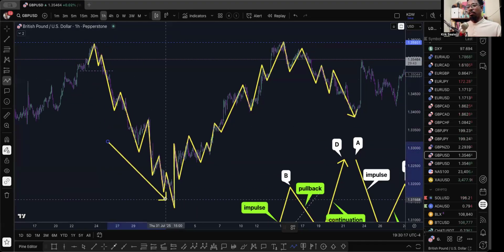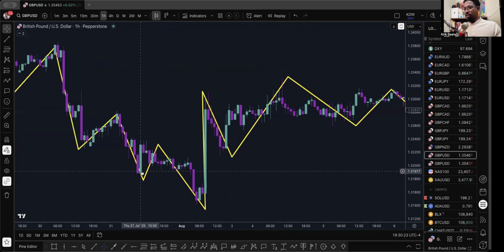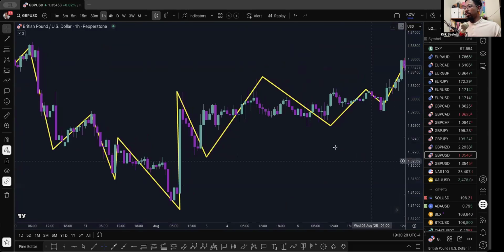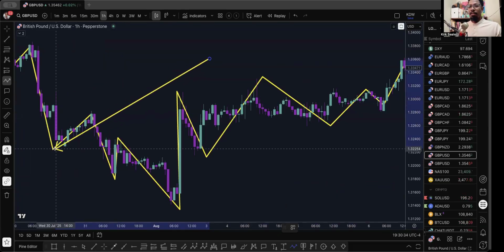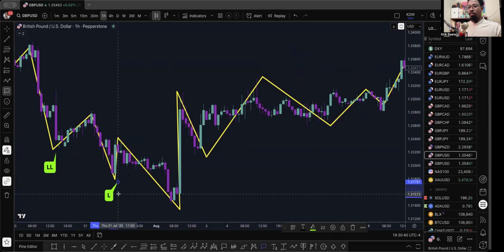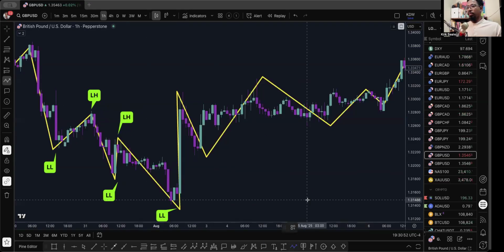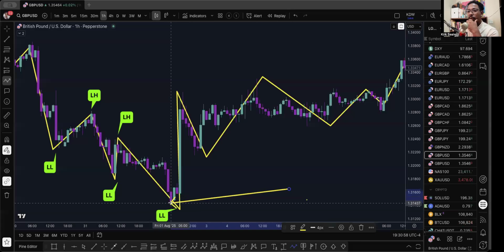All right, so then we get down here. So we know that right here, this was a downtrend. This is a low. All right, let me put these things on here. Lower low, lower low, lower low, lower high, lower high. All right, so we got a lower high, lower low, lower high, lower low.